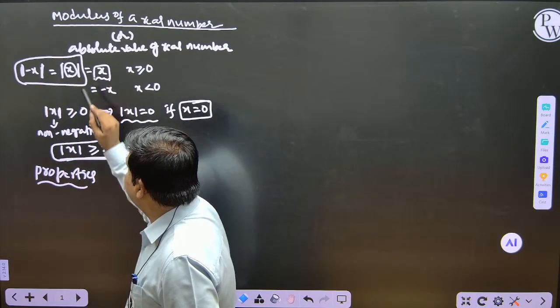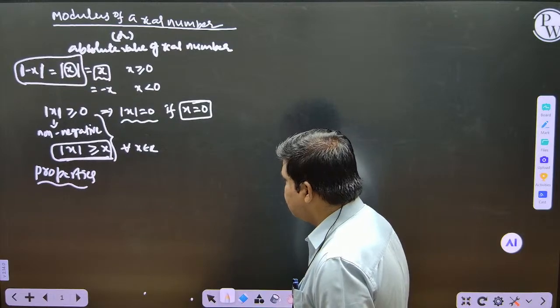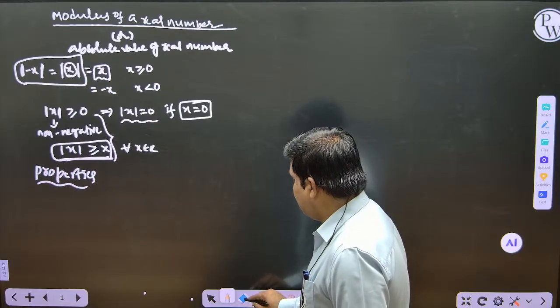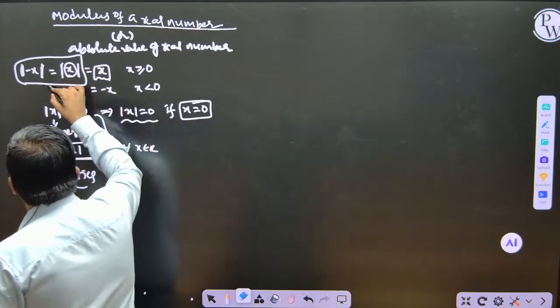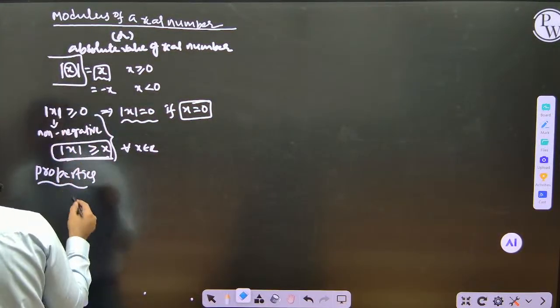So it looks like this. You can write this here separately. Also you can write it as a property here.